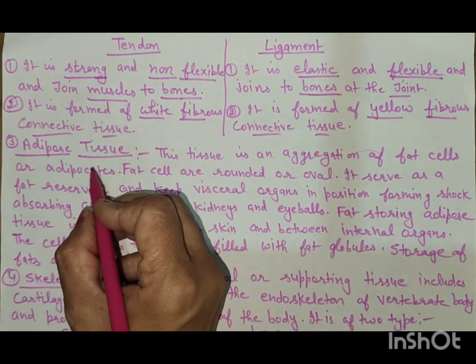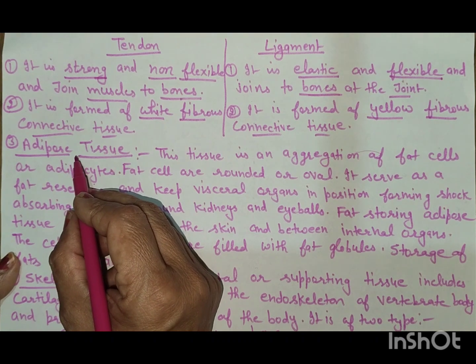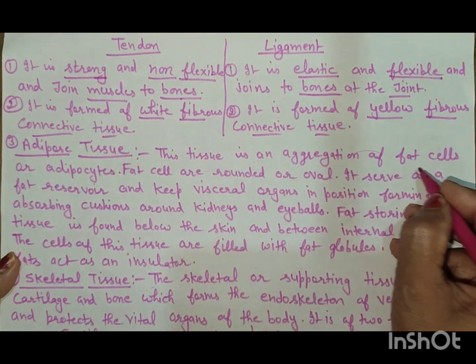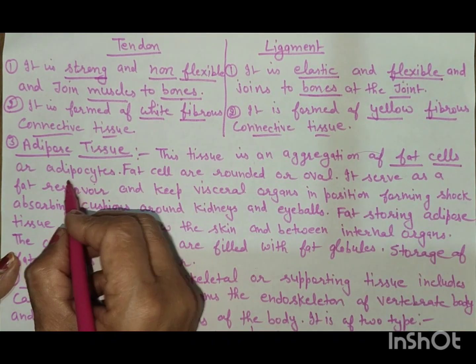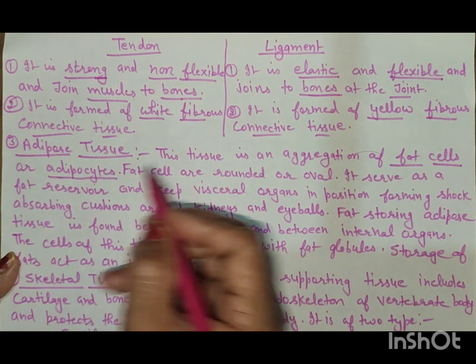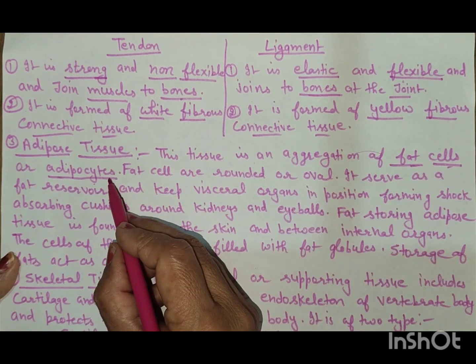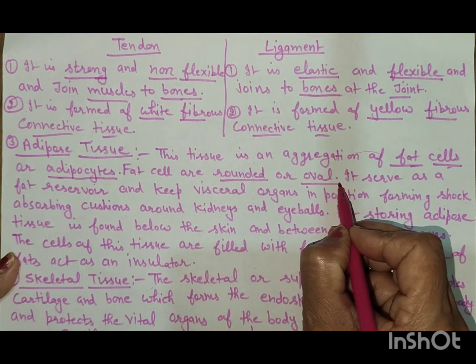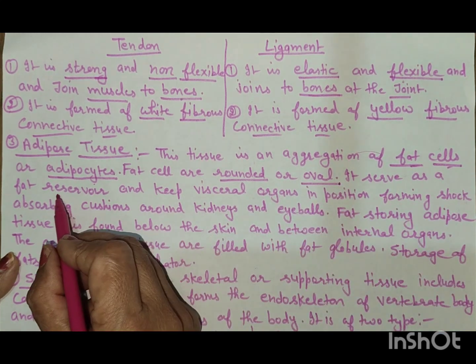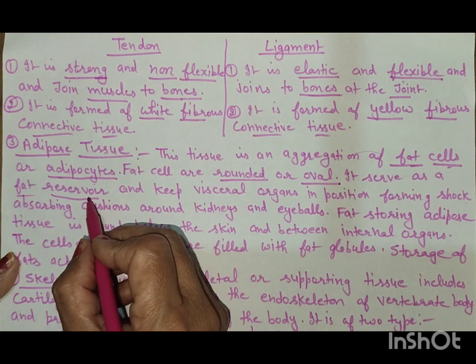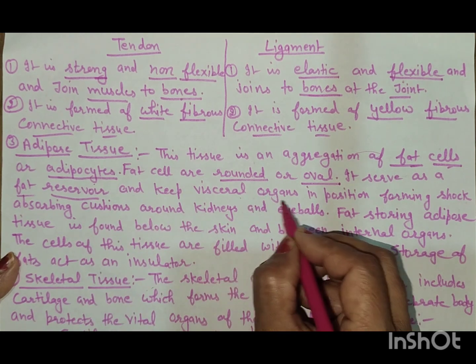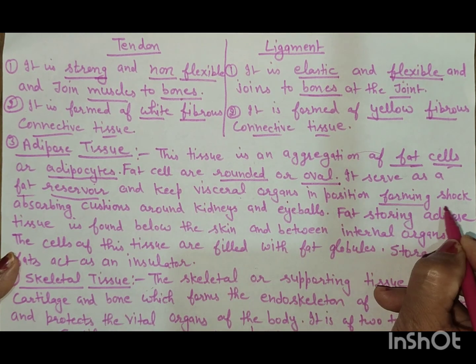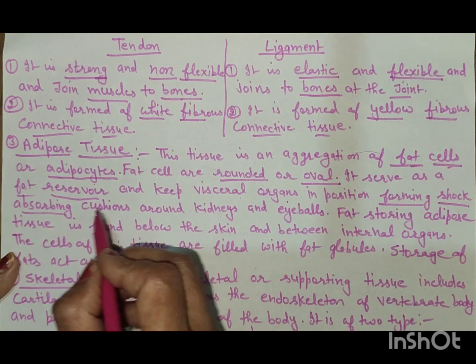Next is adipose tissue. This tissue is an aggregation of fat cells or adipocytes. Fat cells are rounded or oval shaped. It serves as a fat reservoir. It stores the fat and keeps the visceral organs in position, forming a shock absorbing cushion.